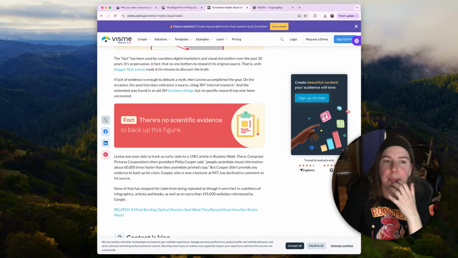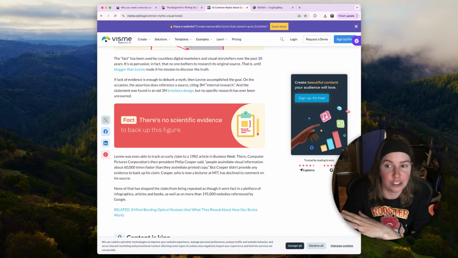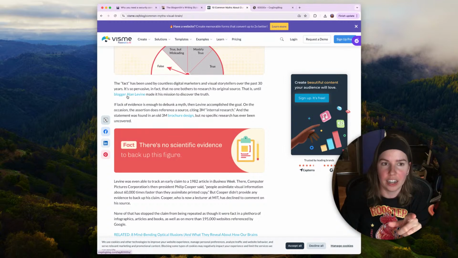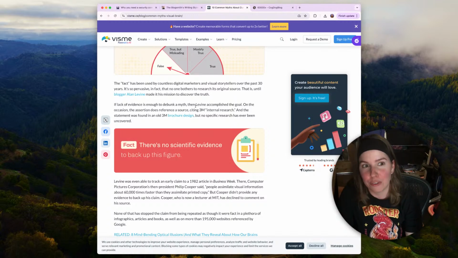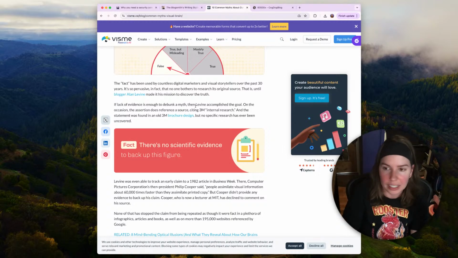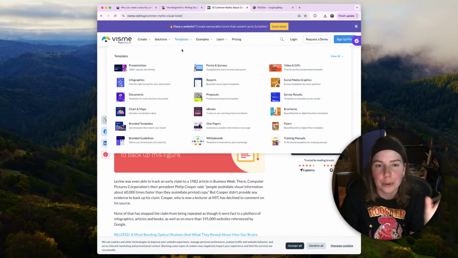So anyway, I just wanted to share that because I feel like we all fall into these traps, and I'm willing to share how much I've fallen into this trap in the past. This article says that blogger Alan Levine made it his mission to discover the truth and to let everybody who used that stat know that it was wrong. I can't remember if it was Alan who got in touch with me. I know it was a professor type, and he took the time to explain exactly why it was wrong.